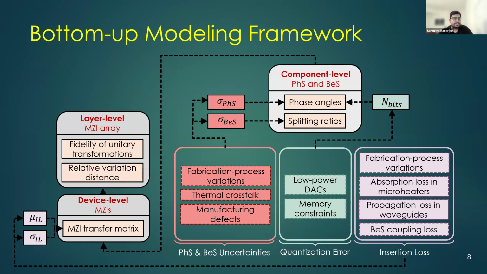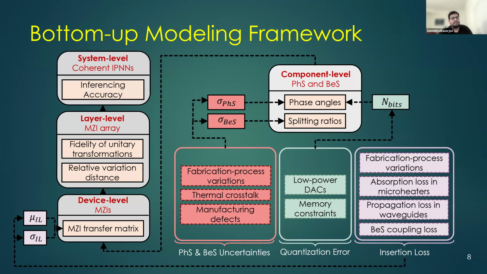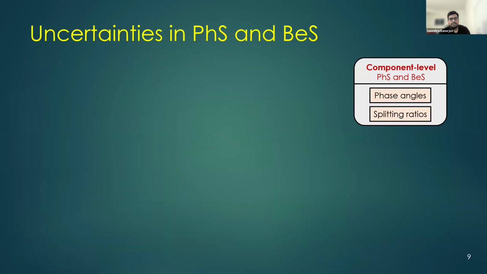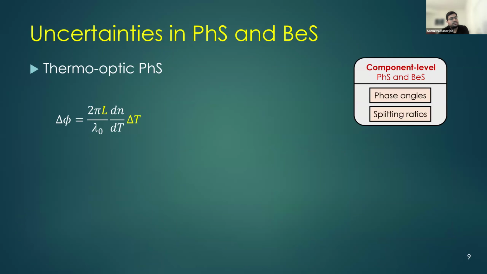Then imperfect MCIs will lead to an imperfect MCI array. So whatever unitary transforms we want to represent with this MCI transfer matrix, the MCI array will now be faulty. And finally, a faulty MCI array will lead to faulty matrix multiplication and will therefore lead to loss in the inferencing accuracy.